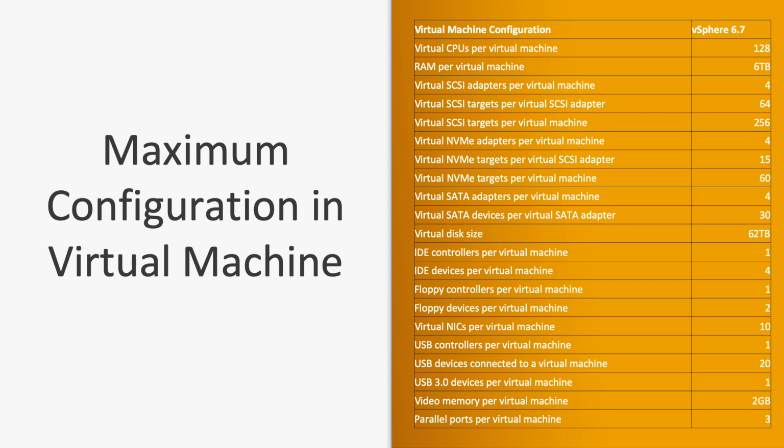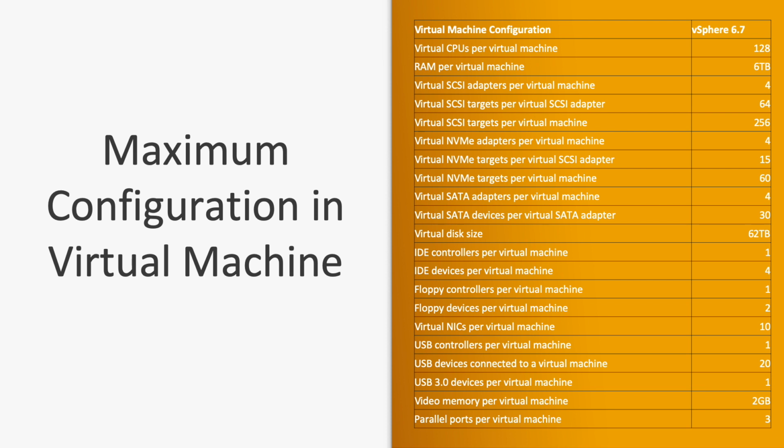Virtual NVMe adapters per virtual machine is 4. Virtual NVMe targets per virtual NVMe adapter is 15. Virtual NVMe targets per virtual machine is 60. Virtual SATA adapters per virtual machine is 4. Virtual SATA devices per virtual SATA adapter is 30. Virtual disk size is 62 TB per virtual machine.